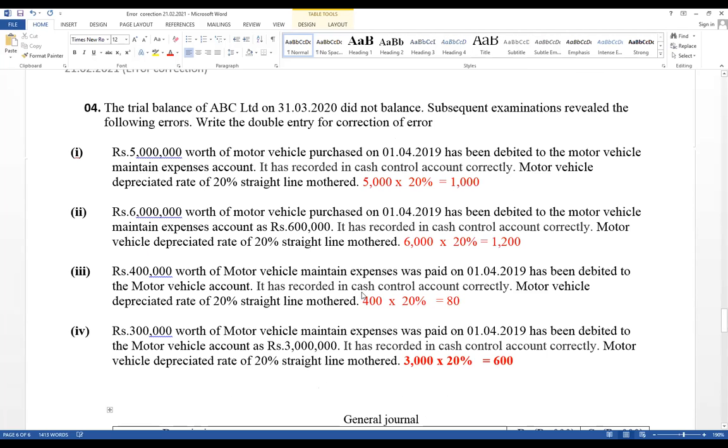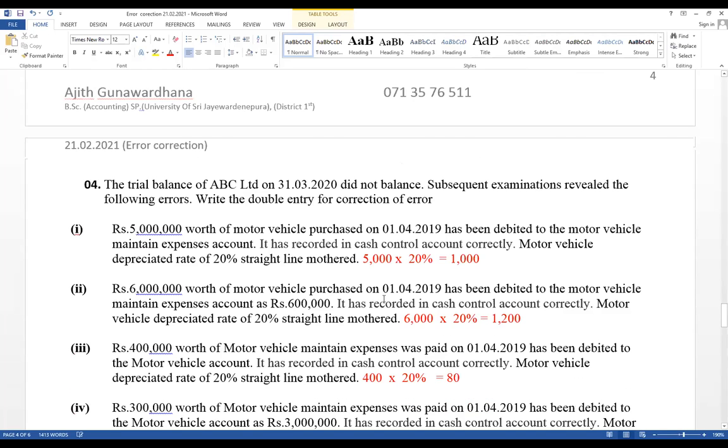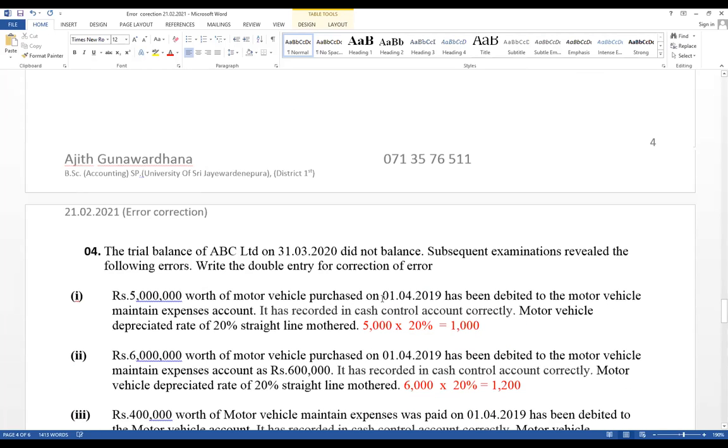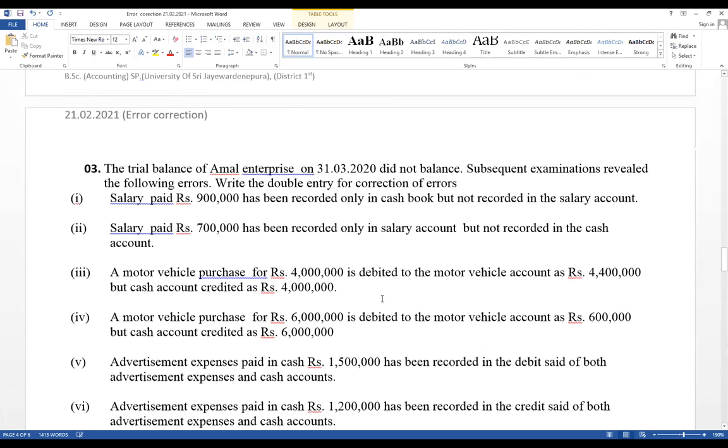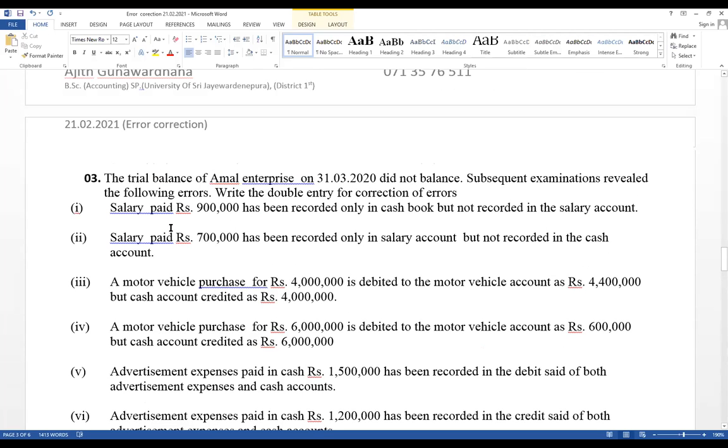Right now, think about question number third one. Question number third one. There's a double entry.